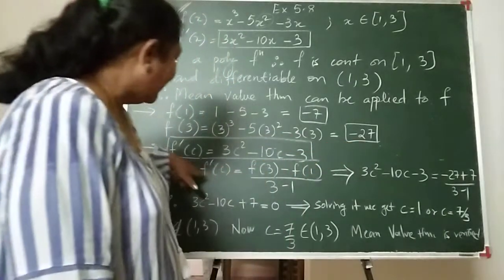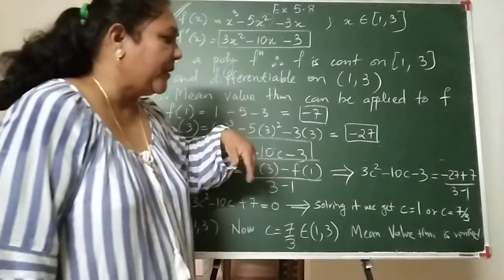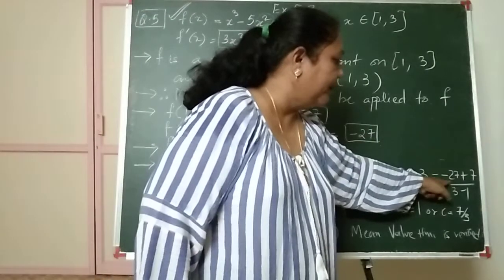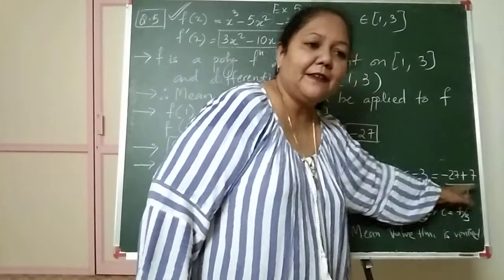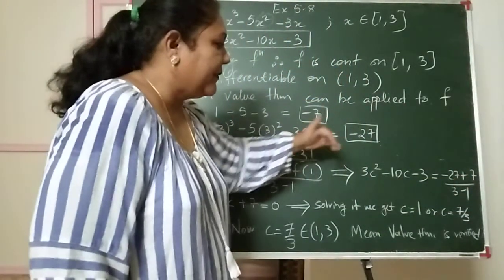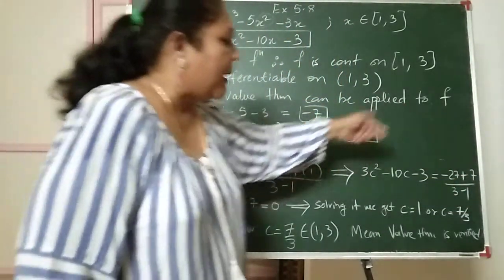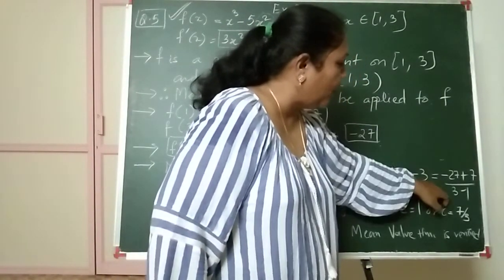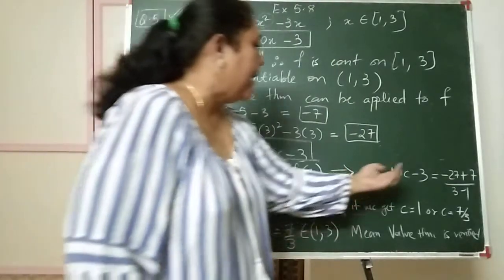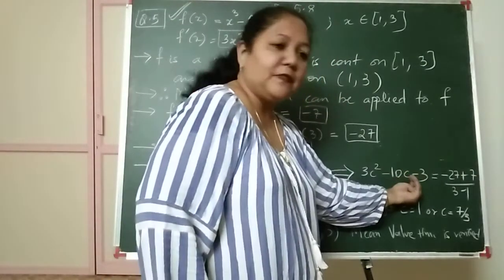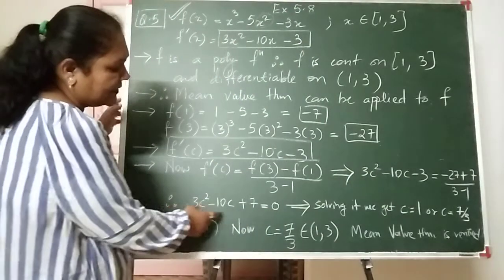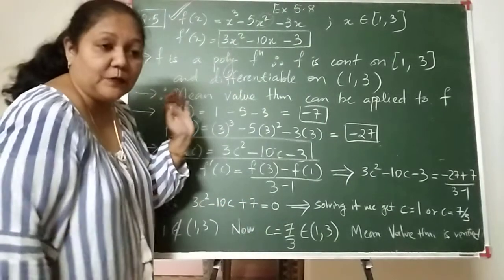So I said that f dash of c, you know how to calculate. So I put the value of f dash of c, then I put f of b minus f of a upon b minus a. Now this equation I will solve further. Minus 27 and plus 7, that is going to be minus 20. Minus 20 upon 2, that is going to be minus 10. Minus 10 when it comes to the other side, it becomes plus 10. Plus 10 and minus 3. So that is going to be 3c squared minus 10c plus 7 is equal to 0.